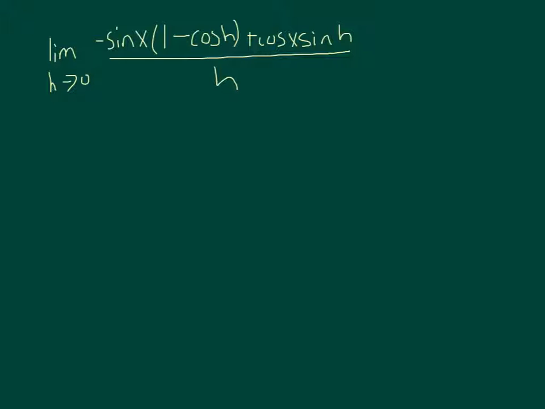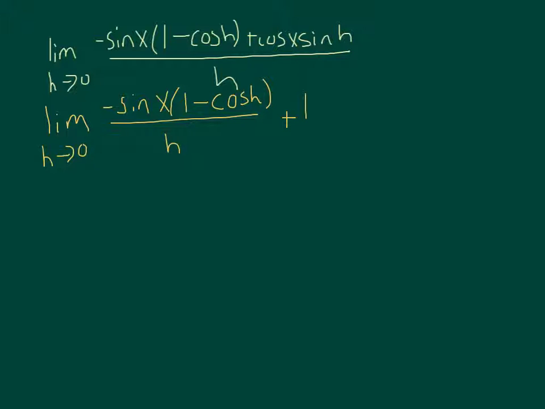From here, we're going to break up our fractions somewhat and set up as the sum of two limits. We're going to go with the limit as h approaches 0 of negative sine x times 1 minus cosine h all over h, plus the limit as h approaches 0 of cosine x sine h over h. There are a couple cool things that happen here.